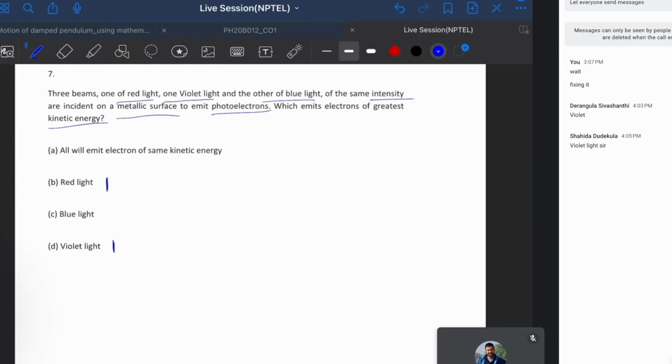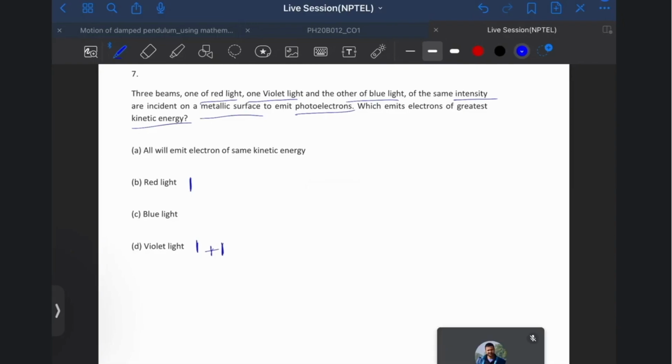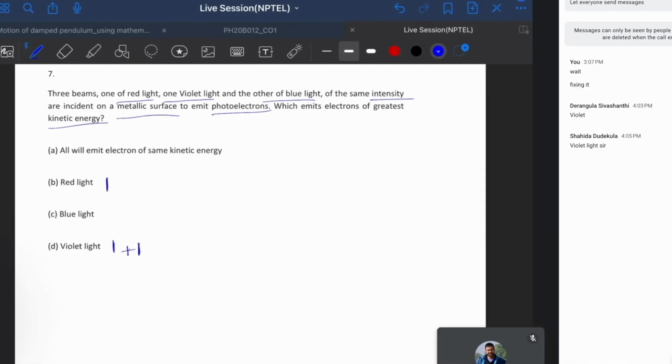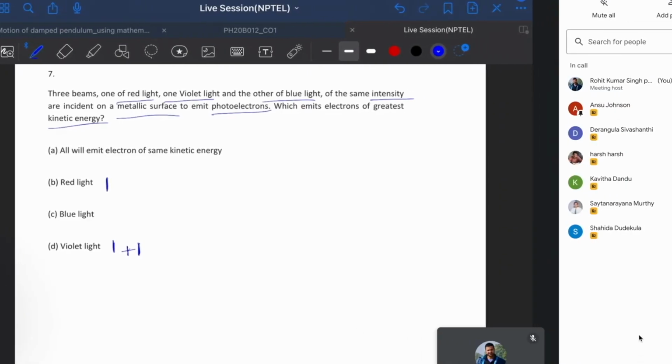Okay, Sahida is answering Violet. Okay, one more vote to Violet. Kavita, Harsh, are you guys answering or still thinking? Okay, so the correct answer is Violet.